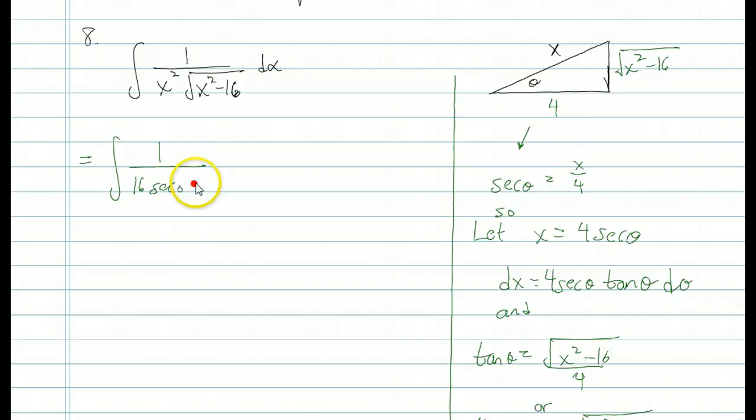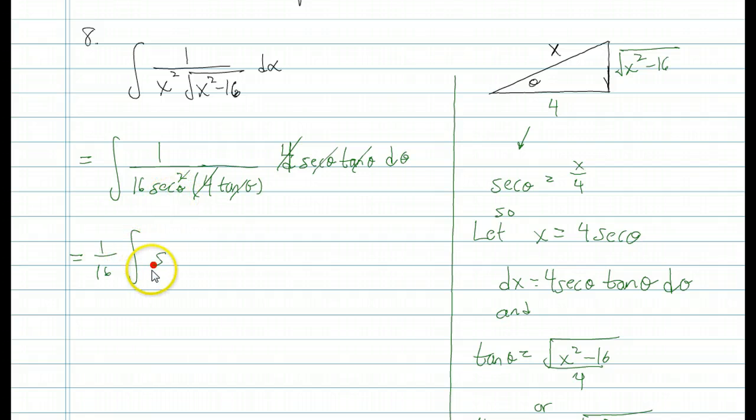So plugging in here, we get 1 over x squared, which is going to be 16 secant theta squared, times we just computed that the square root was 4 tangent theta, times the dx, which is 4 secant tangent theta d theta. After this, we simplify and cancel out common factors on top and bottom. We get the 4's to cancel and the tangents to cancel, and one factor of secant on top and bottom. We can pull the 1/16th out, and we're left with 1 over secant theta. But 1 over secant, the reciprocal of that, is cosine.